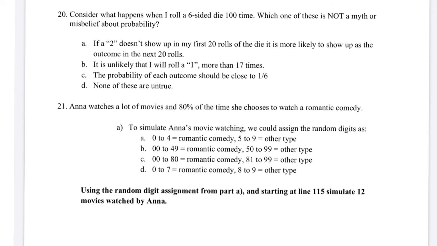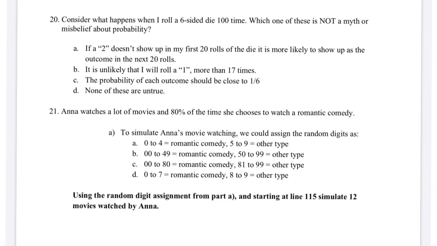Well, this one's false, because even though a 2 doesn't show up in the first 20 rolls, that doesn't mean it's going to show up in the next one, because each roll is independent of each other. So no matter what we roll the first time, it's not going to change what we roll the second time. So it's just going to be the same, so cross out B. It's unlikely that I will roll a 1 more than 17 times. C is actually the true answer. The probability of each outcome could be close to 1 out of 6.